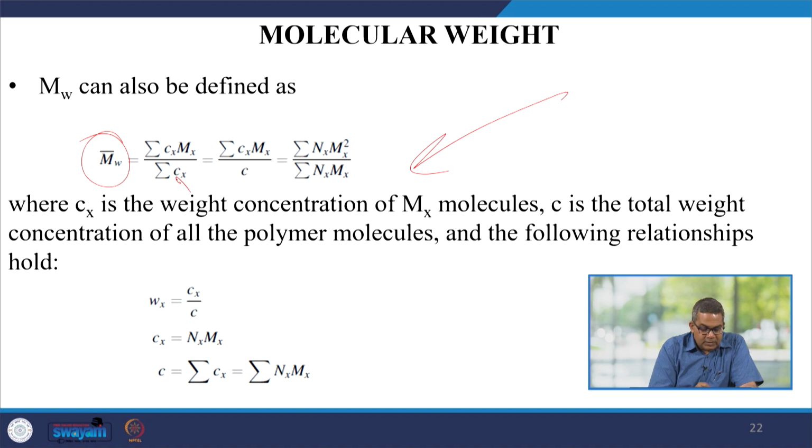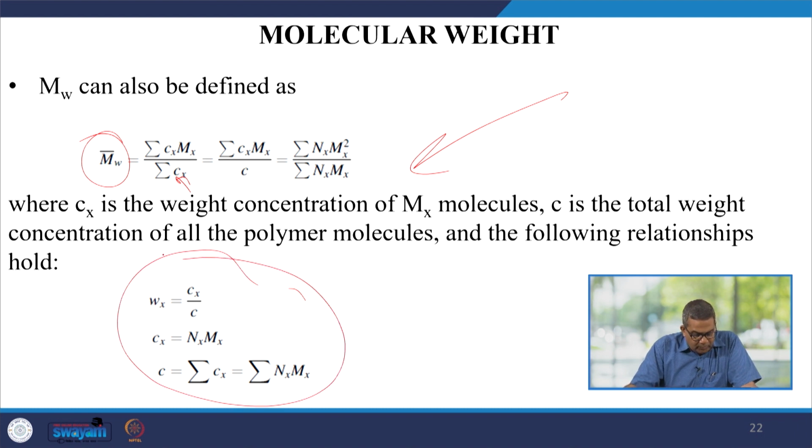Here, Cx is the weight concentration of Mx molecules, and C is the total weight concentration of all polymer molecules. For this you can use the relationship Wx is equal to Cx over C, and Cx is nx Mx.